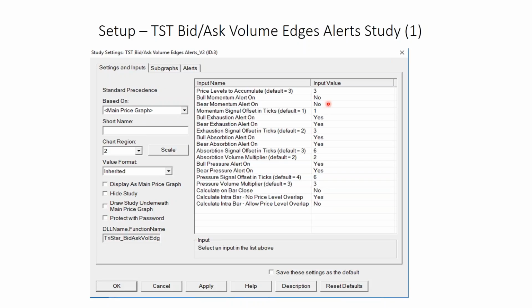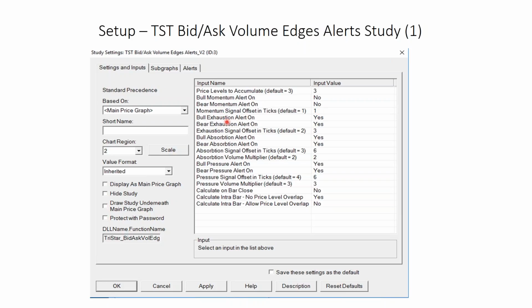I coded it in there originally, and then I just shut it off. It placed signals, and I found they didn't really have an effect. When you looked at where they were placed, price didn't move off of it. So that's shut off.